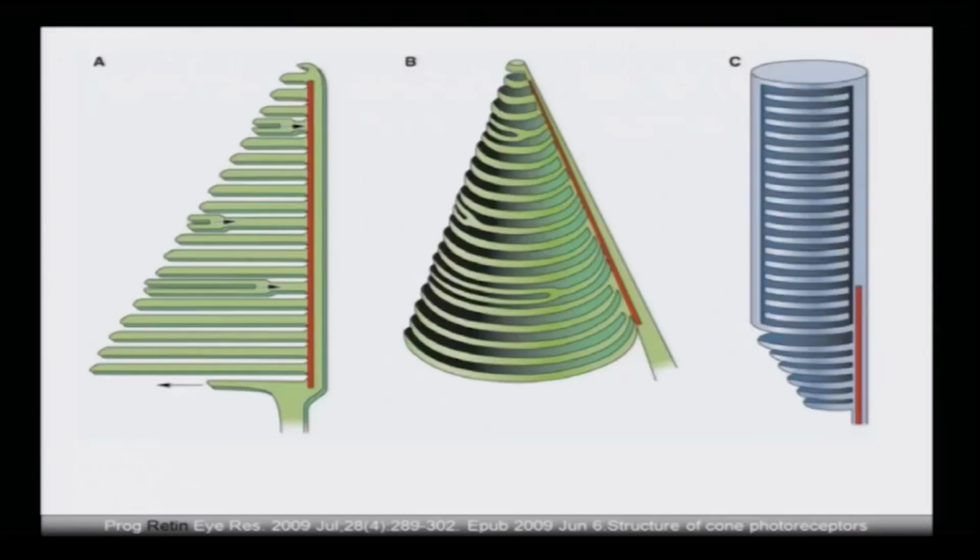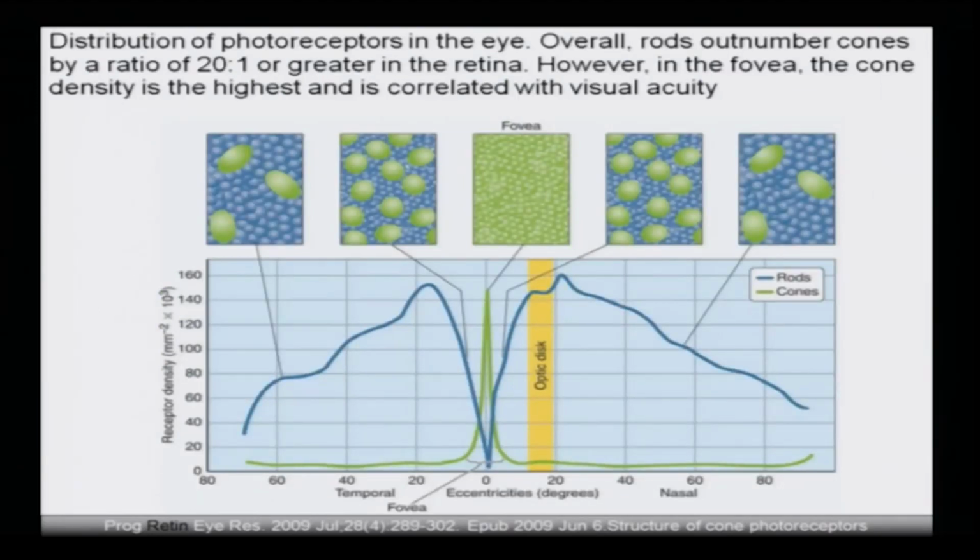Now coming back, this is how the rods and cones are distributed. Distribution of photoreceptors in the eye. Again, you should go through this Progress in Retinal and Eye Research from 2009. Overall, rods outnumber the cones by a ratio of 20:1 or greater in the retina. However, in the fovea, the cone density is the highest and is correlated with visual acuity. So this is the foveal region. These are the different areas of the retina. So the fovea is rich in cones.